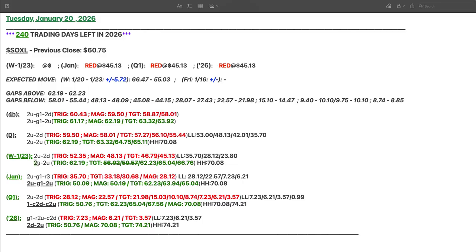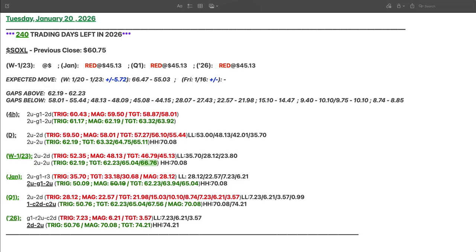But if we continue to the upside, we're just triggering that two up continuation at 62.19. I don't know why we have these targets on here still. That's from last week. 62.23, obviously not much magnitude there, but that is the gap close. So you just want to watch out for the gap close reversal. But if we continue to push through, we've got 65.04 and 66.76 as the targets for the week.